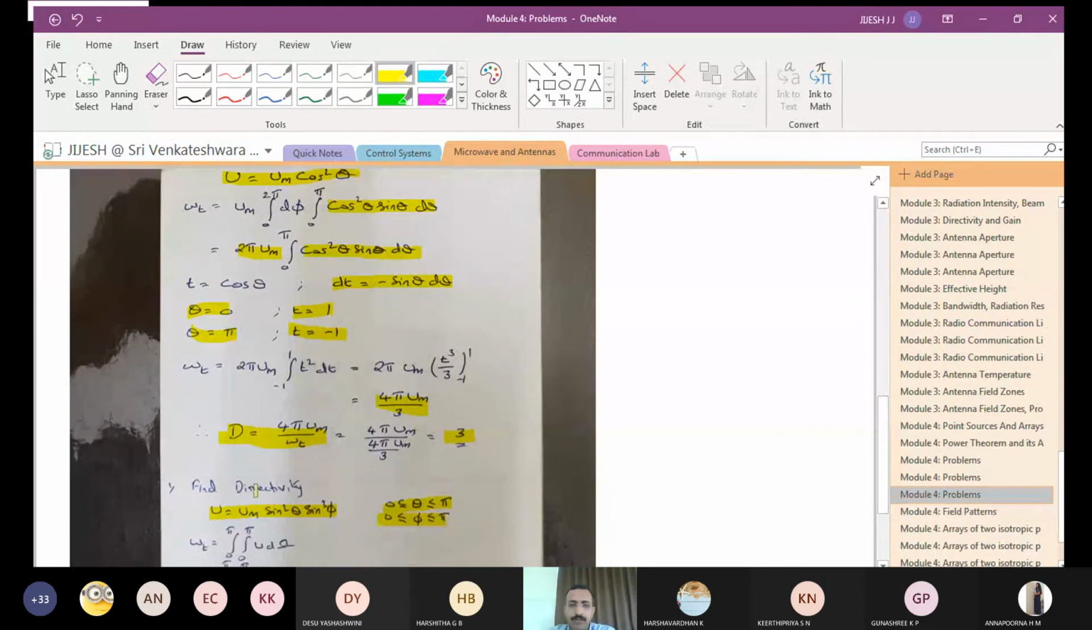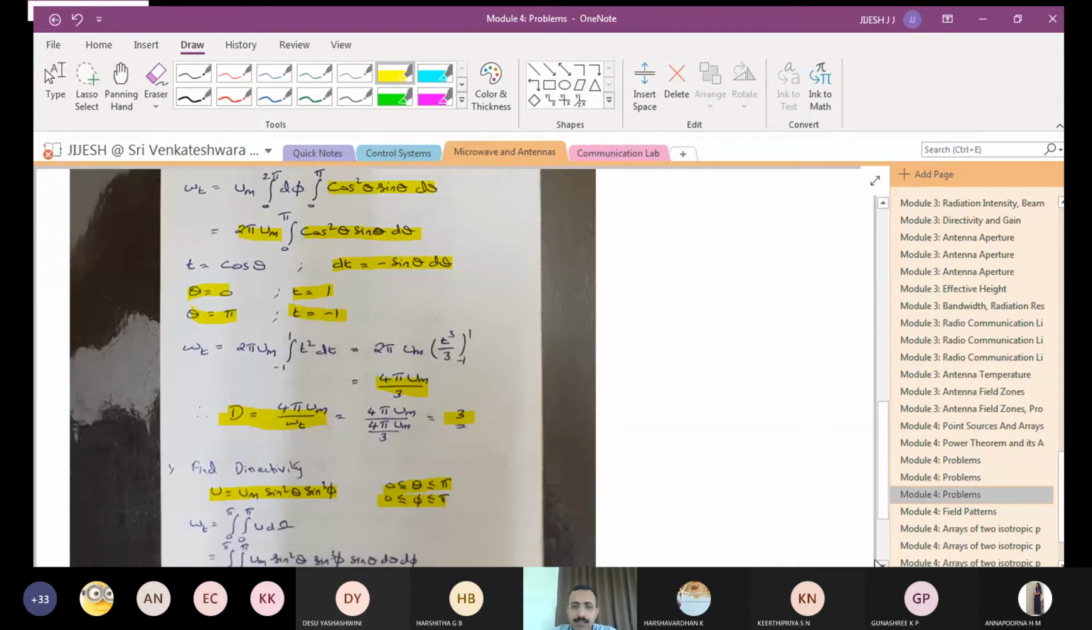So for WT, you have to write it from 0 to pi, 0 to pi, because the limits are given from 0 to pi, integral of U d omega. So you need to substitute U as Um sine square theta sine cube phi, and sine theta d phi. So it will be Um sine cube theta sine cube phi d theta d phi. So integrate it.